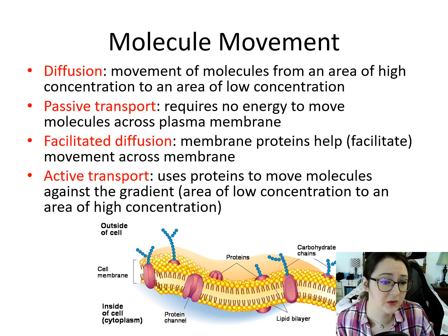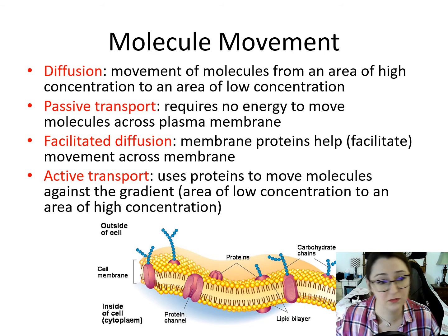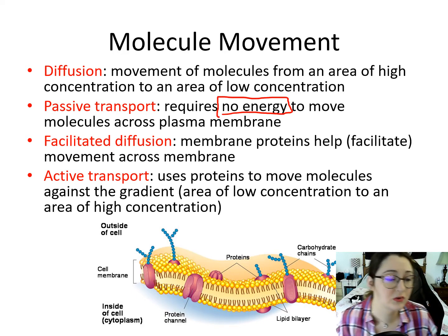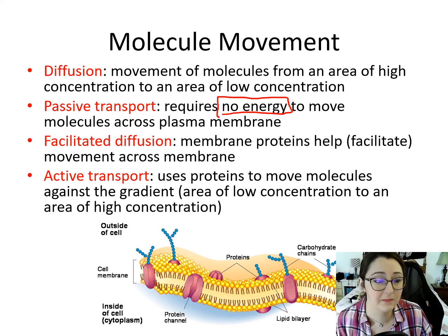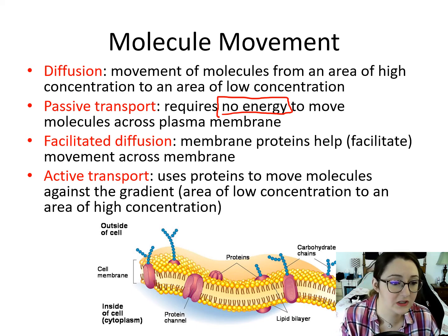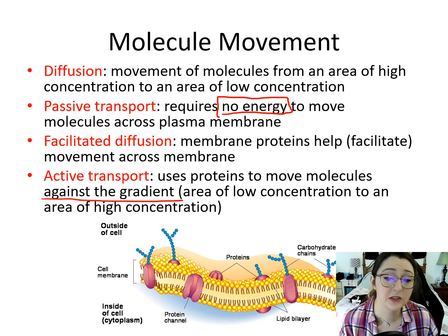Passive transport is going to require no energy, so make sure you know that passive means no energy, very important, to move molecules across the plasma membrane. Then you have facilitated diffusion. So these are membrane proteins that help facilitate movement across the membrane. And then active transport. It's going to use proteins to move molecules against the gradient. So areas of low concentration to areas of high concentration.